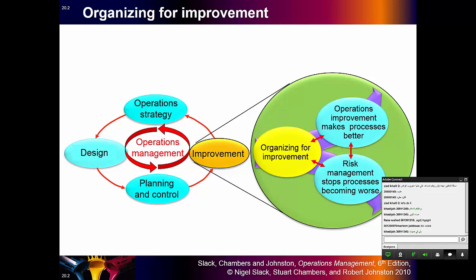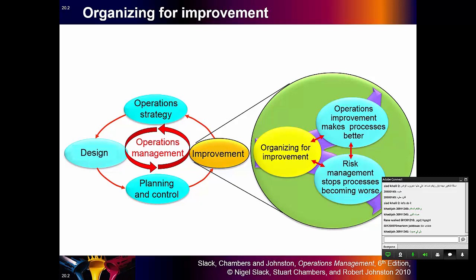The first one is the operations strategy, and we already discussed the operations strategy in the first and second chapters, I guess. And after that, we go to the design phase, which has a lot of ideas related to the design of the operation, the design of the network, supply network, and so on. And after that, we go to the planning and control, and we discuss the inventory planning and control. Today, we will have what we call the improvement of operations.